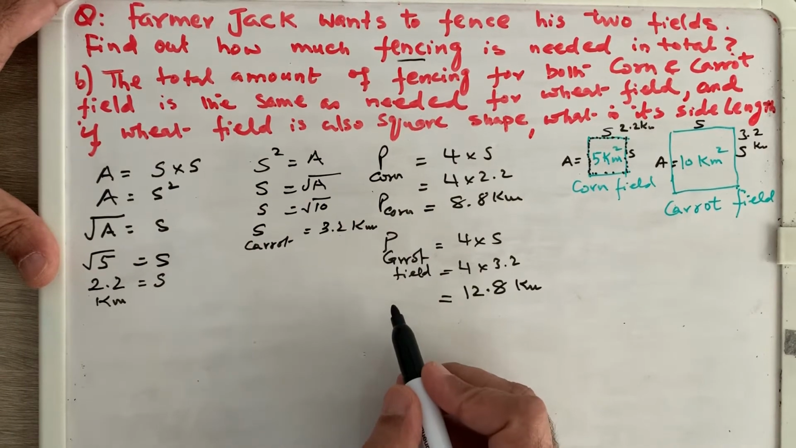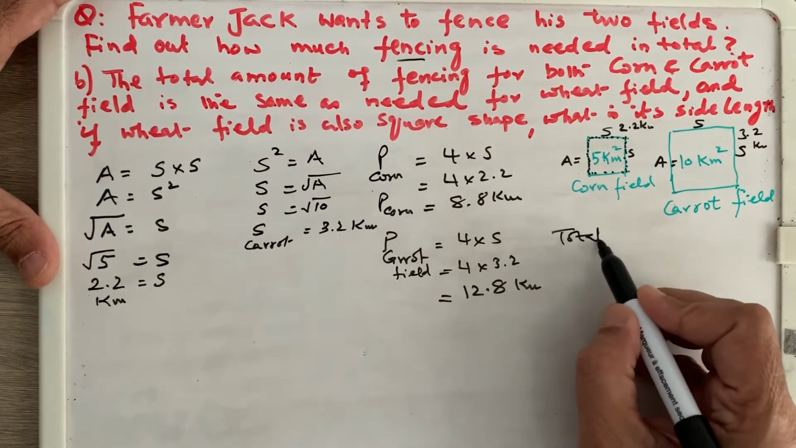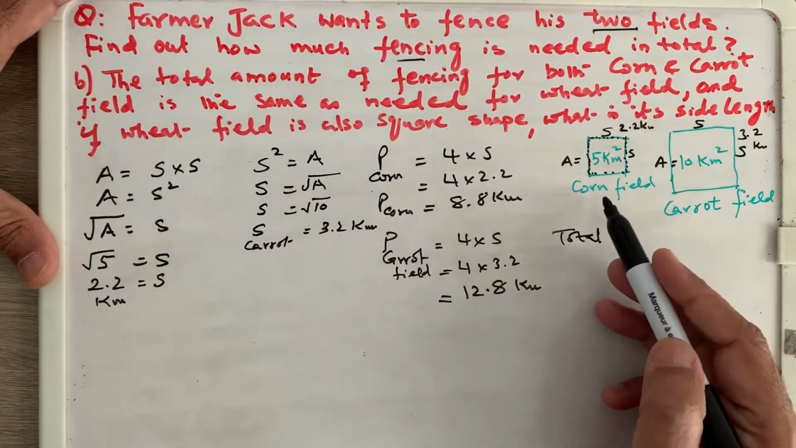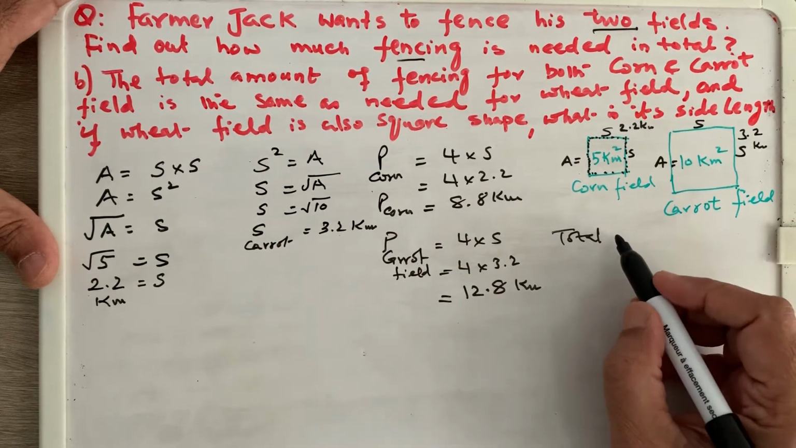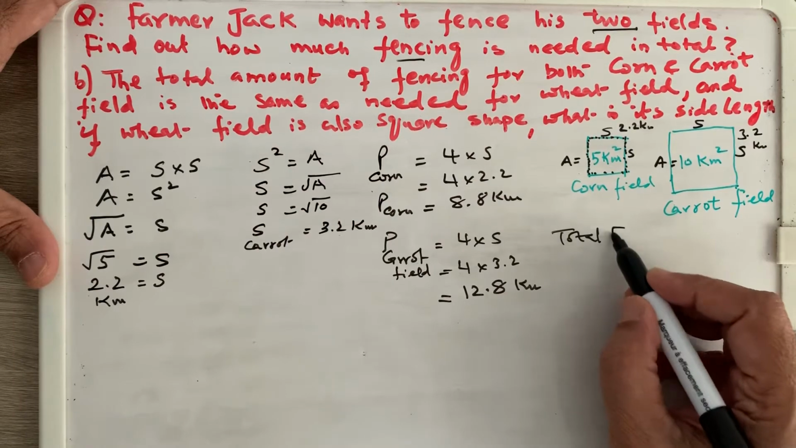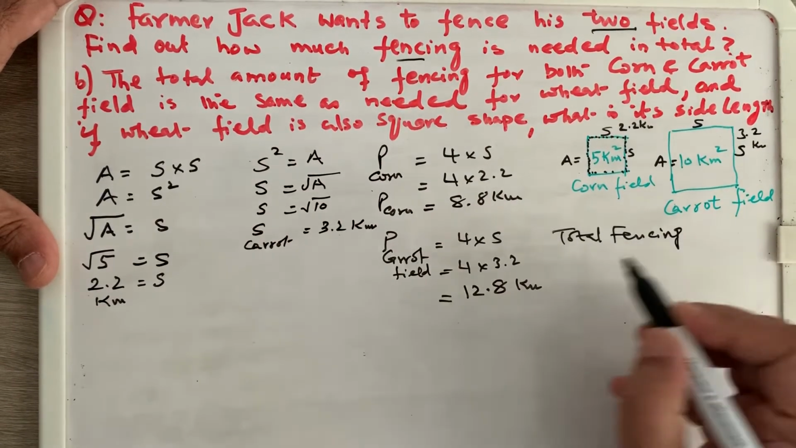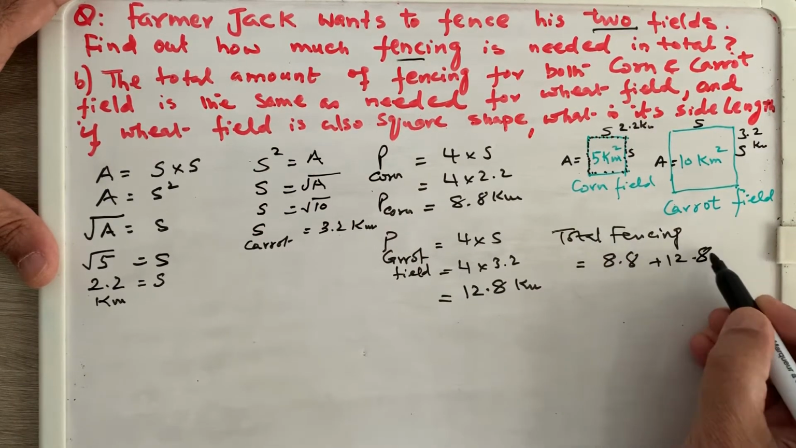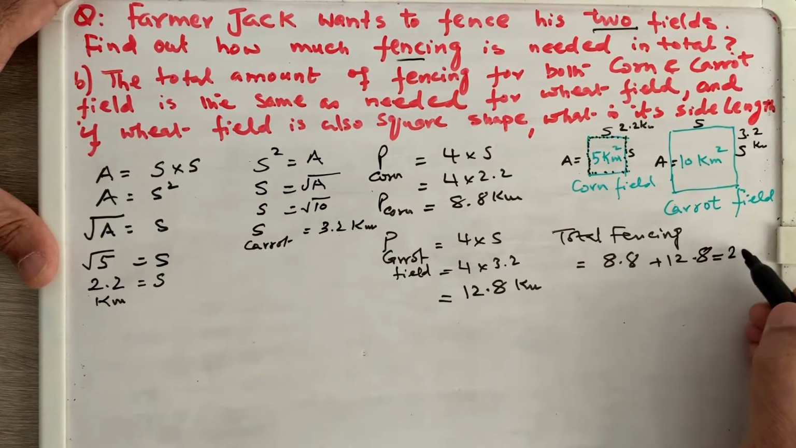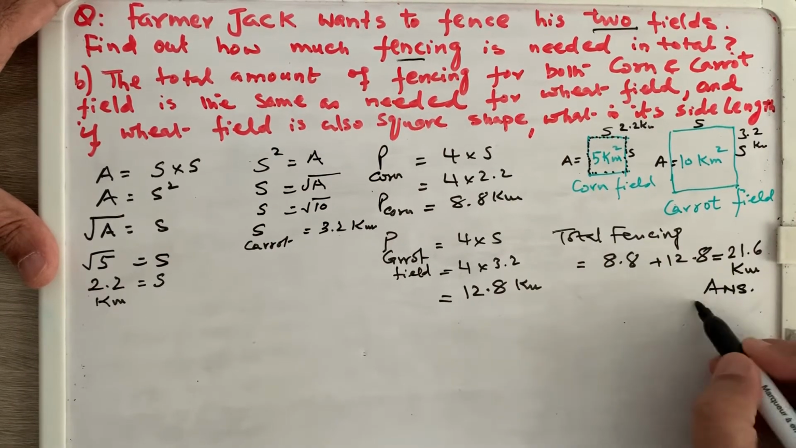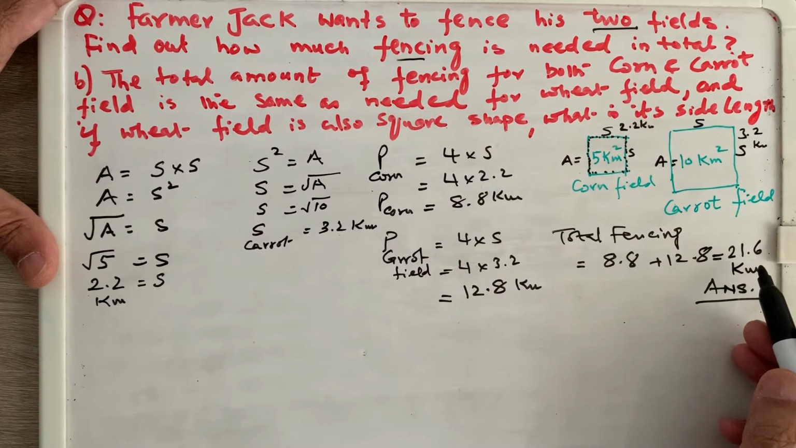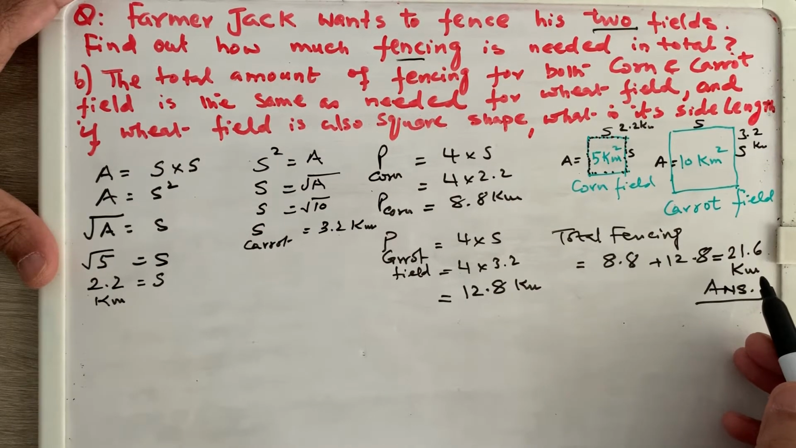So that means what total fencing is required for the two fields? Farmer Jack wants to fence his two fields. What are the two fields? Carrot field and cornfield. So the total fencing required for the two fields is equal to 8.8 kilometers plus 12.8 kilometers, which gives me 21.6 kilometers. So this much fencing is required. So this is my answer to part 1, or part A, which is find out how much fencing is needed in total. So a total of 21.6 kilometers of fencing is required, right?